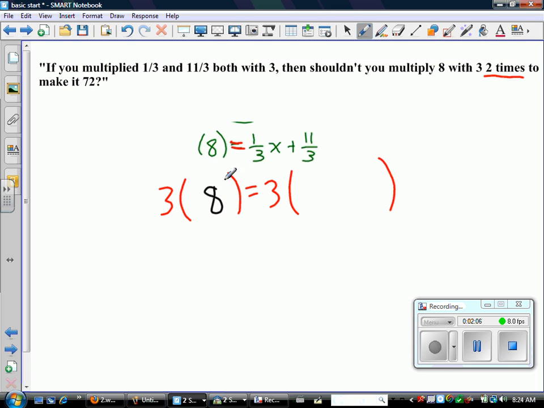So here's the left of the equation and here's the right of the equation. You'll notice that I multiplied the left by 3 once and the right by 3 once. And I'm not multiplying anything twice by 3. I'm multiplying once by 3. And let me show you that in a different way.